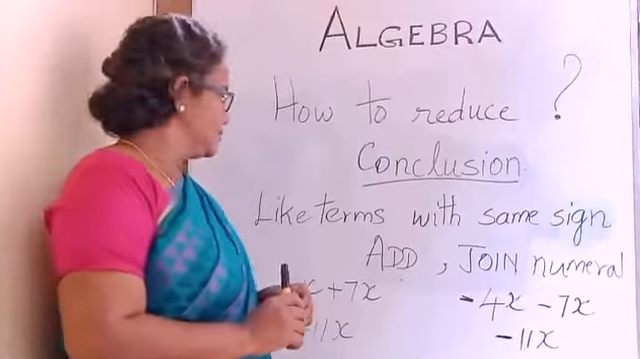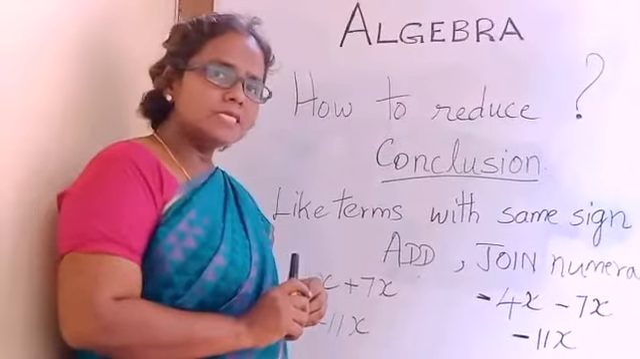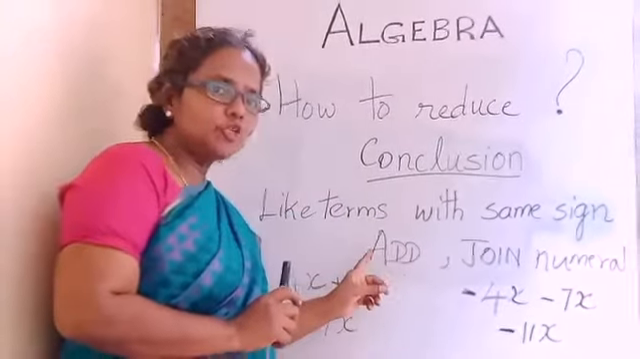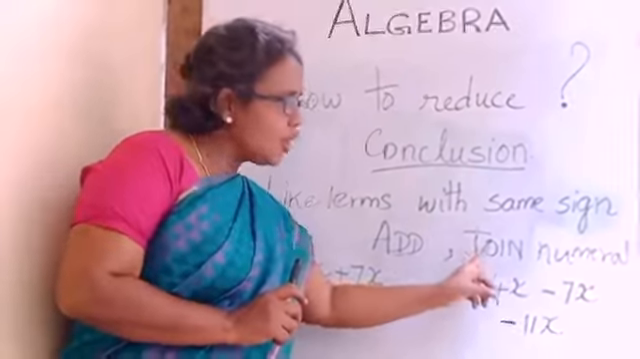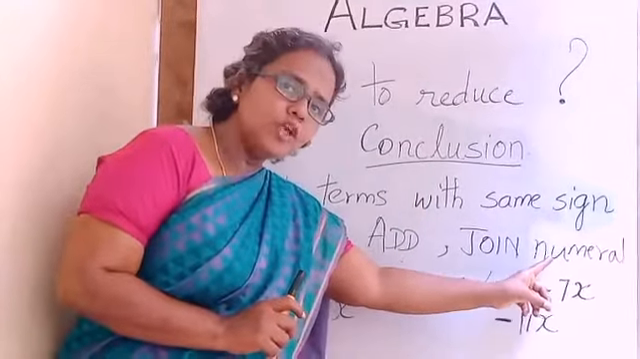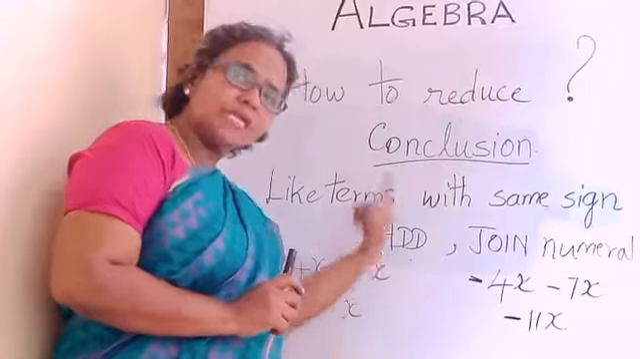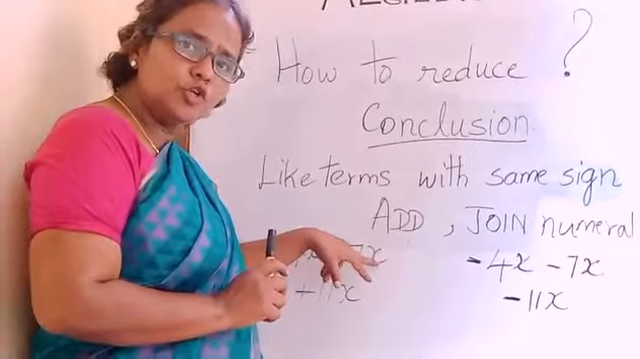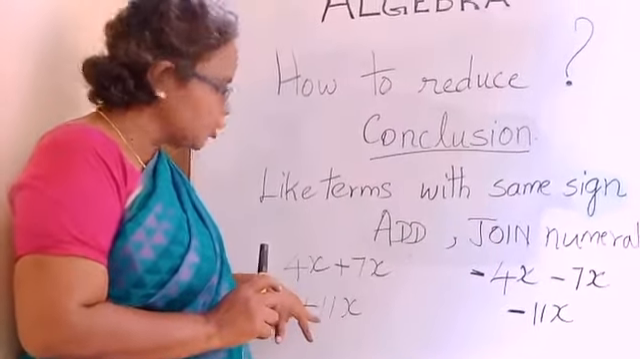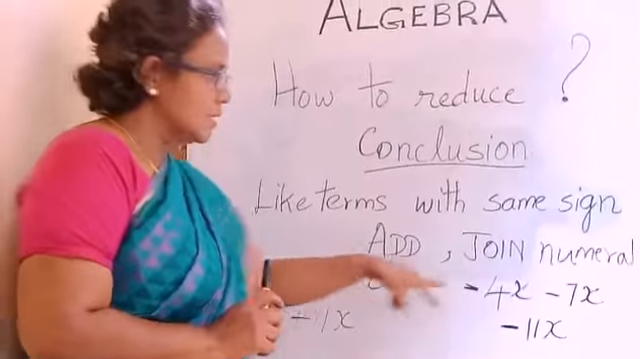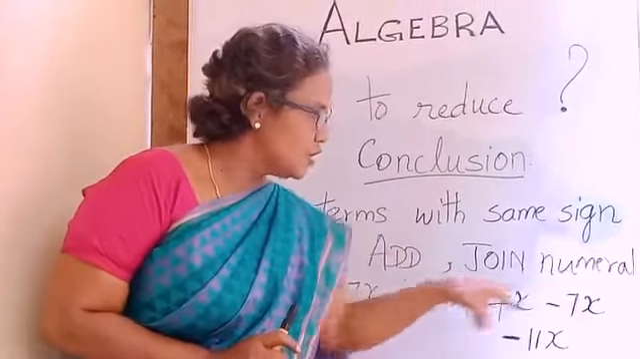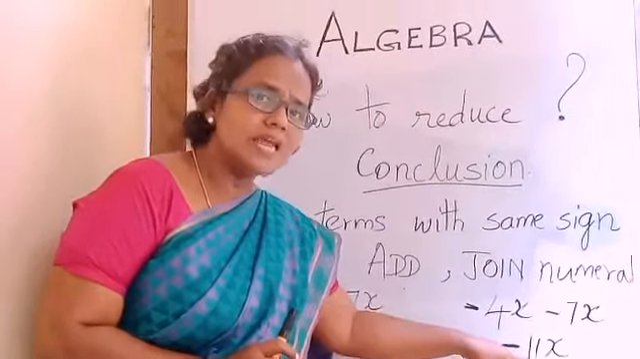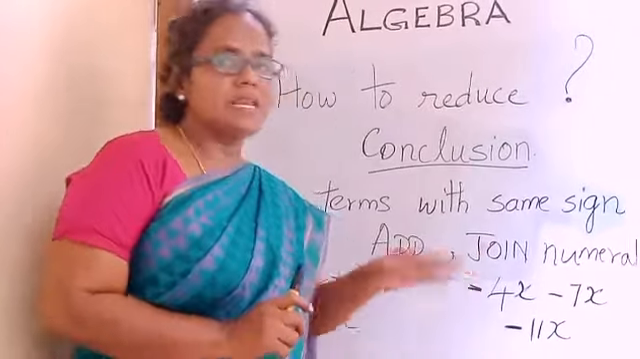So to conclude, if an algebraic expression has like terms with the same sign, similar sign, then what you have to do? You have to add, you have to join the numerals. And then you have to put the sign of that particular like term. So 4x plus 7x, both of them are positive terms. Therefore, the answer is 11x. Minus 4x, minus 7x, both of them are negative terms. Therefore, the answer is 11x, but the sign is minus 11x.